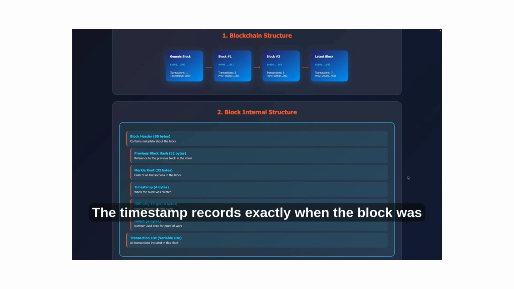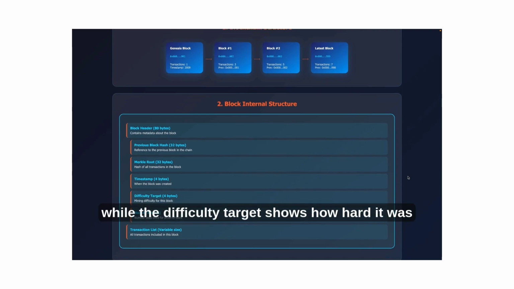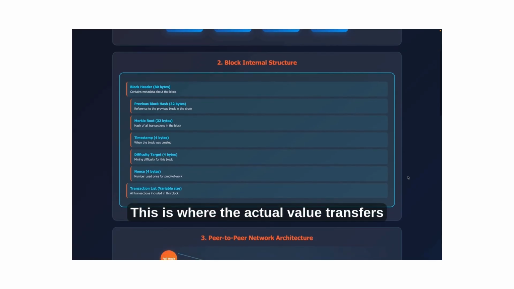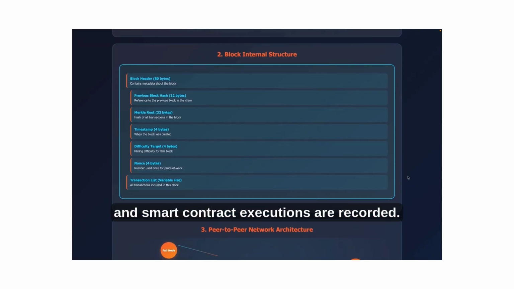The timestamp records exactly when the block was created, while the difficulty target shows how hard it was to mine this block. The nonce, which stands for number used once, is the magic number that miners search for to solve the cryptographic puzzle. Below the header, we have the transaction list. This is where the actual value transfers and smart contract executions are recorded. This structure ensures every piece of information has its place and purpose.